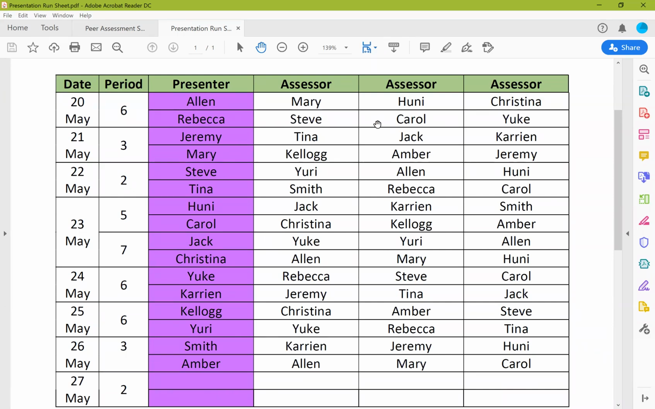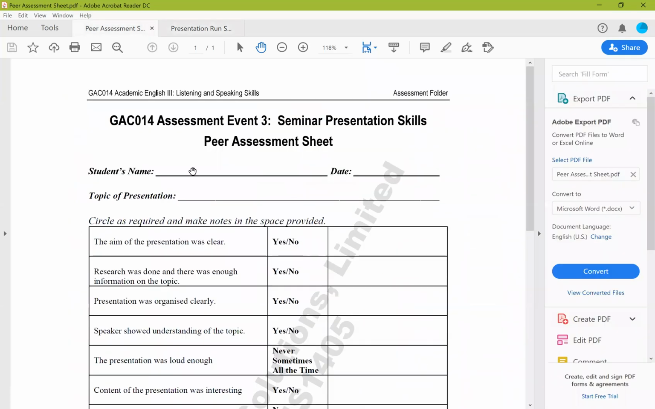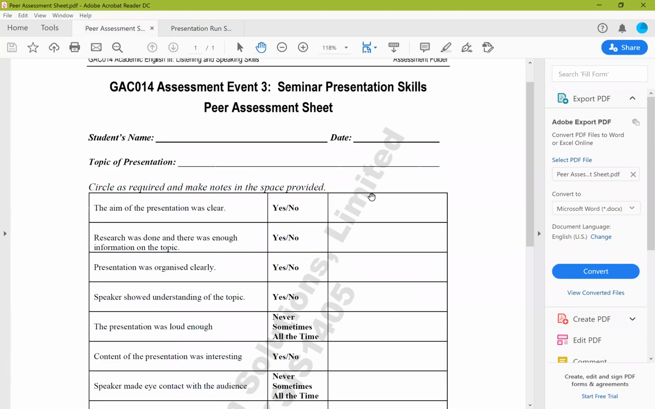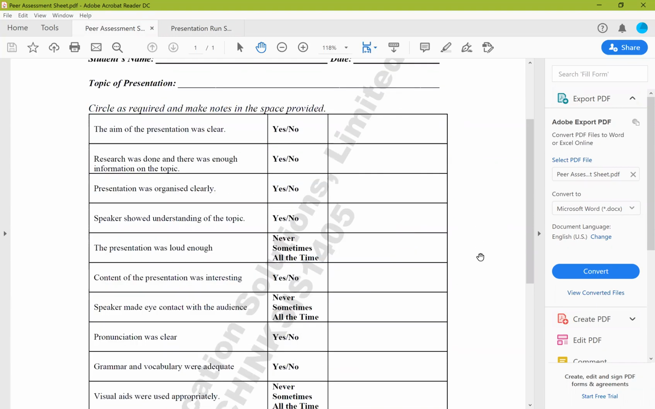So take note of who you're actually going to be assessing, so you can see the assessors down here. Each of you will be provided only with 1 peer assessment sheet. And what I'd actually like you to do with that peer assessment sheet is just divide it into 3 columns. So 1, 2, 3. So say if you're doing Steve, Mary and Kellogg, and then just write down what your comments are for each of them there, okay?